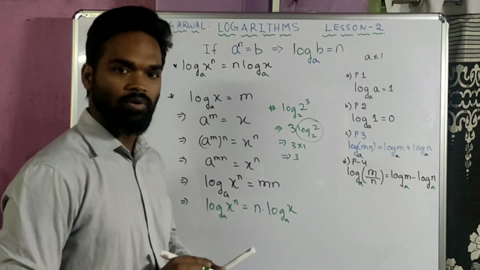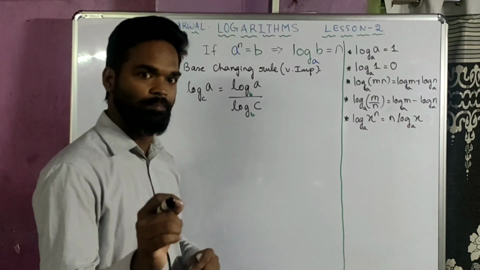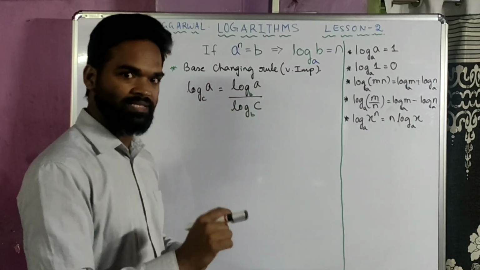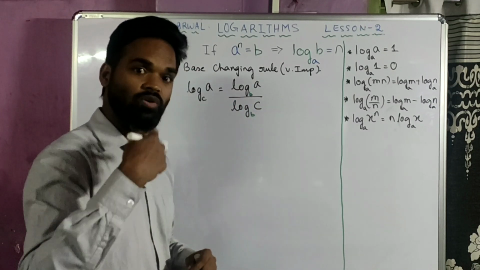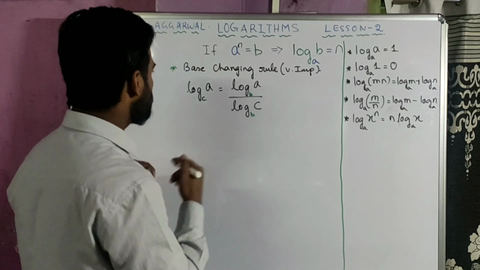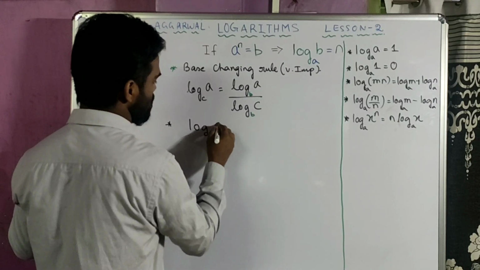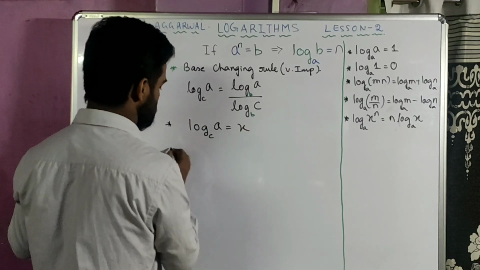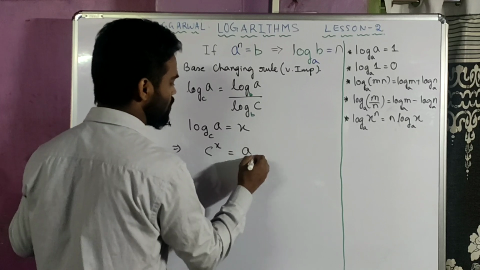Okay, now we look at the next property. Now look at this property, the base changing rule. Very important. Log a to the base c is equal to log a by log c with some different base of our choice. You know how this came? Look over here. If I take log a base c is equal to x, in exponential form can I write c to the power x is equal to a?